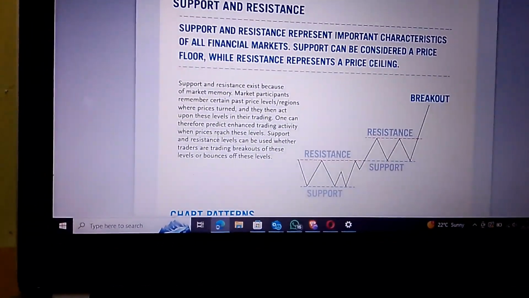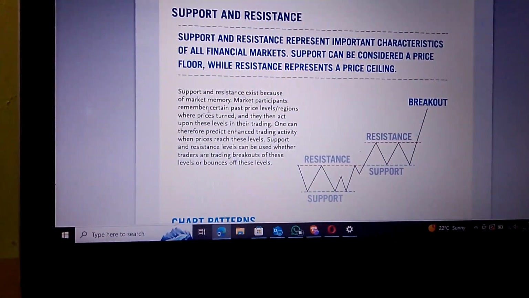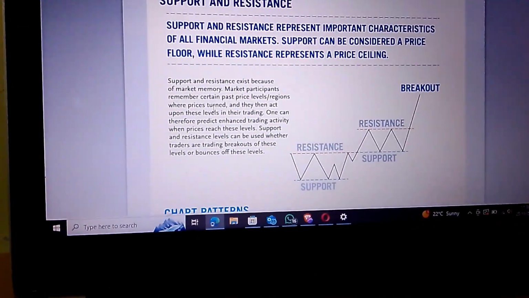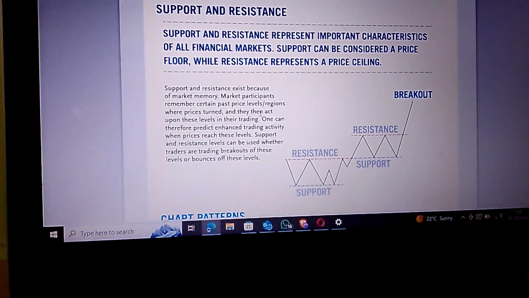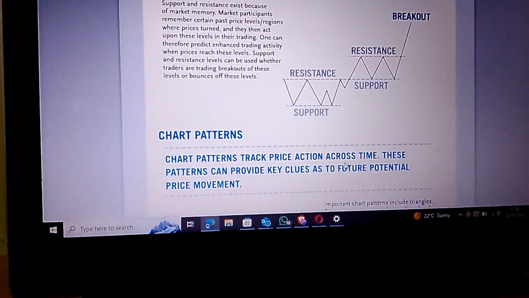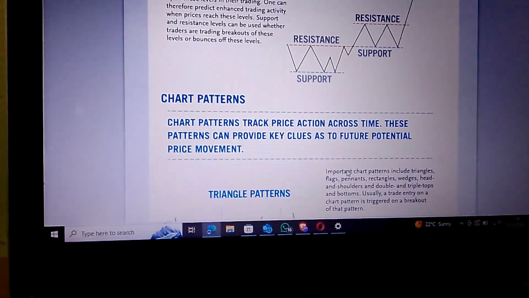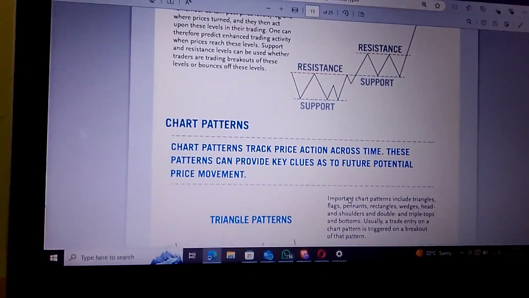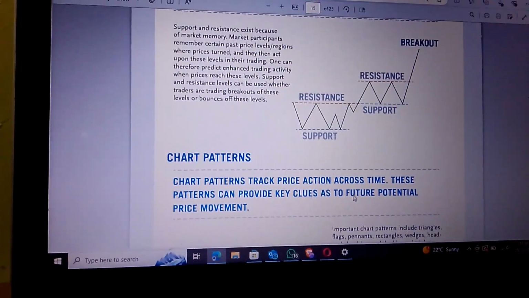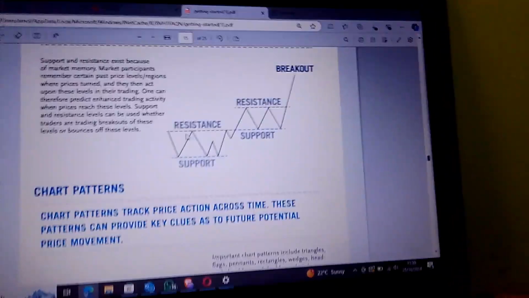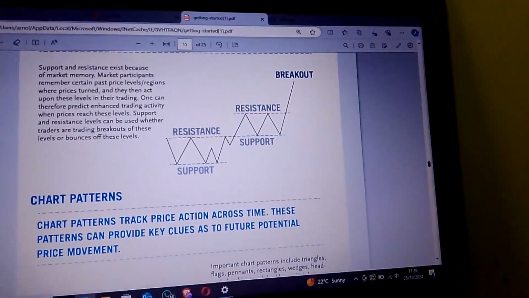Support and resistance exist because of market memory. Market participants remember certain past price levels or regions where prices stand, and they then act upon these levels in their trading. One can therefore predict enhanced trading activity when prices reach these levels. Support and resistance levels can be used whether traders are trading breakouts of these levels or bounces. So at this point we can see that the market moved in this manner. It had a support at this point and a breakout at this point, and a resistance at this point.